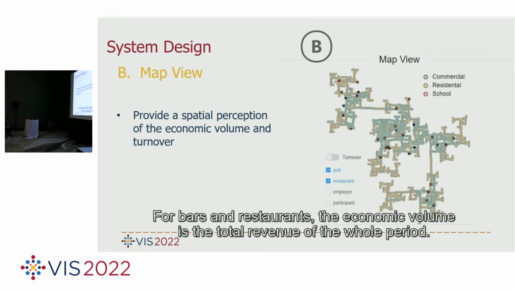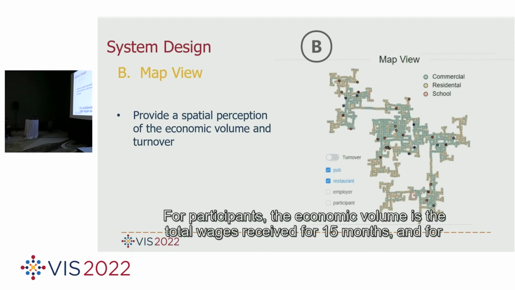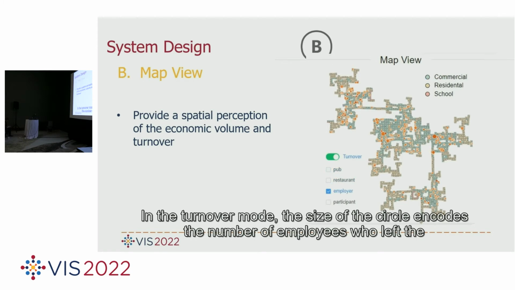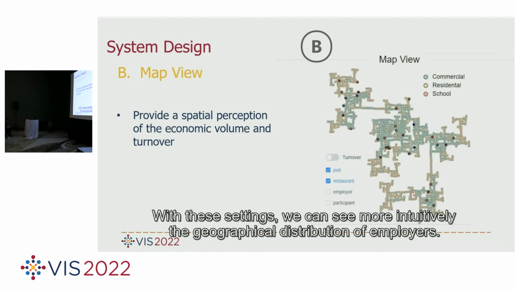For bars and restaurants, the economic volume is the total revenue of the whole period. For participants, the economic volume is the total wages received for 15 months. And for employers, the economic volume represents the total wages paid. In the turnover mode, the size of the circle encodes the number of employees who left the company. With these settings, we can see more intuitively the geographical distribution of employers.